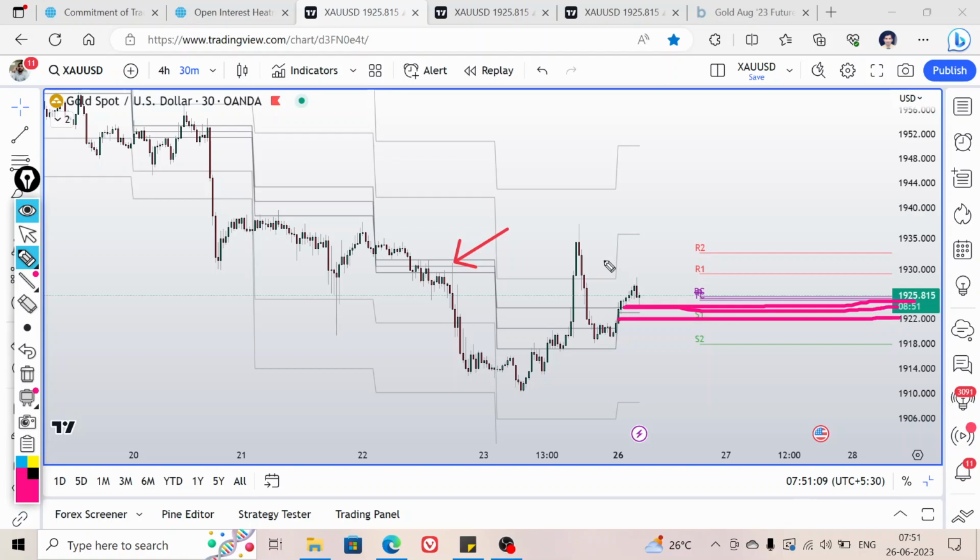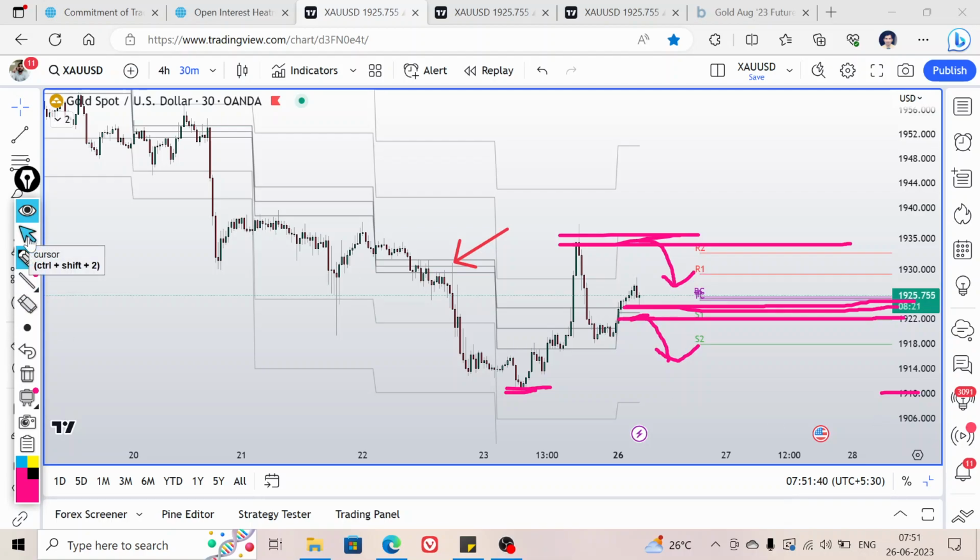Only look for sell if you see some rejection from the higher price level that we discussed on the 4-hour time frame. It is around this level. If we see rejection, then we are going to take sell, but this area is not a good sell area. If you want to look for sell, wait for it to break down the CPR lower level around 1922, then you can look for sell. And the only support that we discussed is 1910.